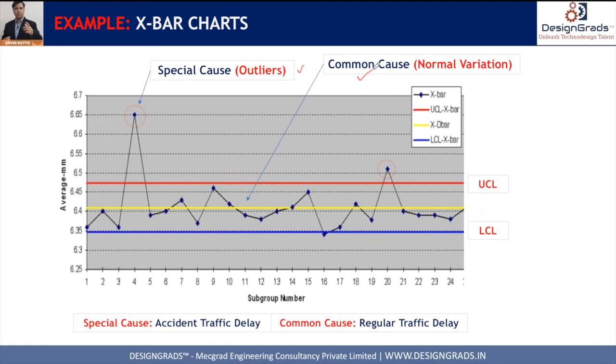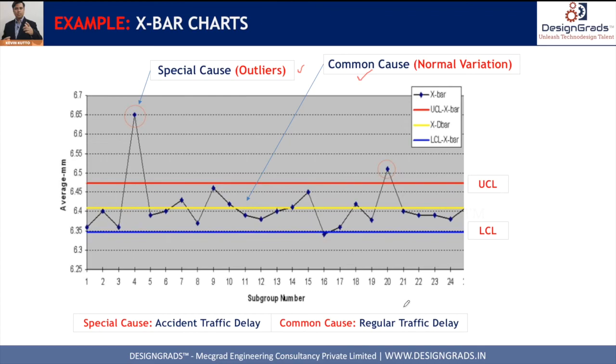But special causes are different. Special causes might happen once in a while, like some accident happened on the road. Now instead of 20 minutes, it took you 30 minutes or 35-40 minutes. It is an outlier, but it is not going to happen every day. So the same thing happens with the manufacturing process also.